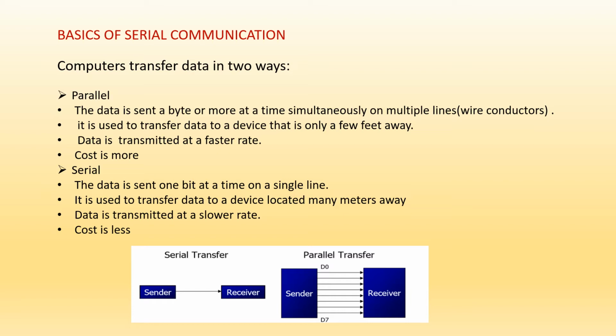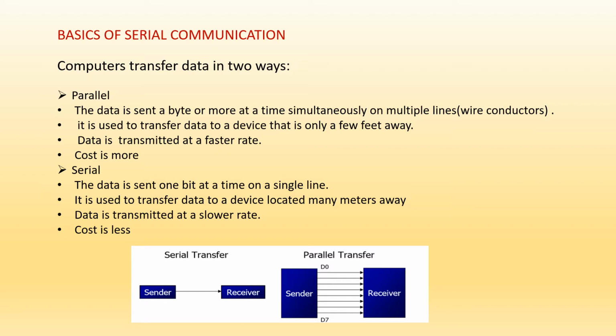Since the data is transmitted on multiple lines, the data transmission rate is high. So in case of parallel data transfer, the data transmission rate is high. The disadvantage is that, since you require multiple lines connecting the sender and the receiver, the cost involved in parallel data transfer is more.